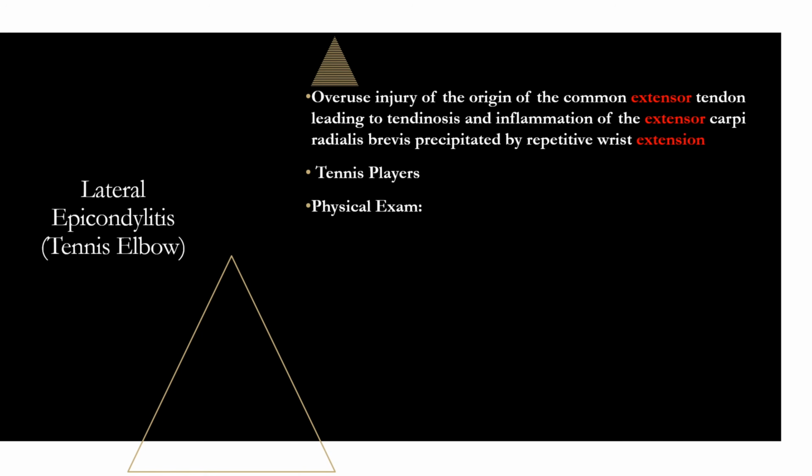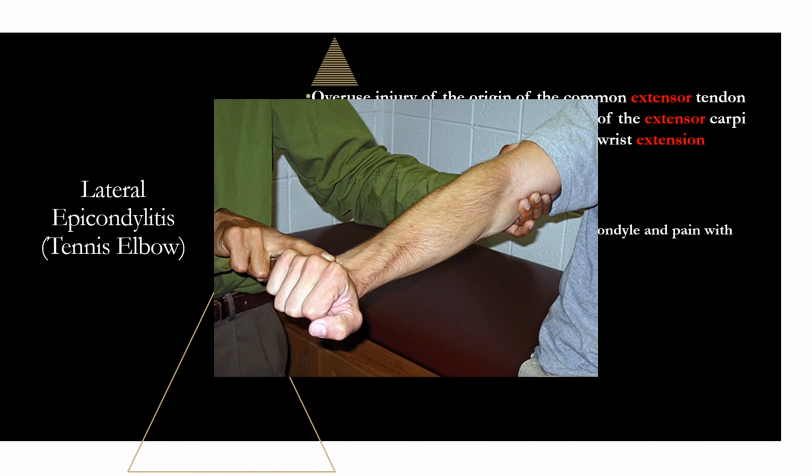It can be seen in other sports, of course, where there's similar mechanisms, squash, badminton. If you know what those things are, I'm not really familiar with them. You can also see it in certain occupations like carpenters, bricklayers, seamstresses. But for the sake of the exam, be looking for a tennis player. Now, in physical exam, you're looking for localized tenderness over the lateral epicondyle and pain with resisted wrist extension. So, lateral epicondylitis associated with extension and extensor, pain with wrist extension on physical exam, which we can take a look at here. Overuse of the extensor tendon, the extensor carpi radialis brevis precipitated by repetitive wrist extension.